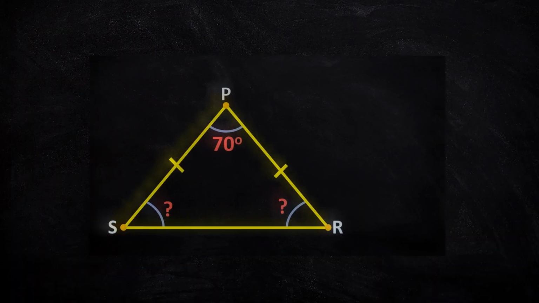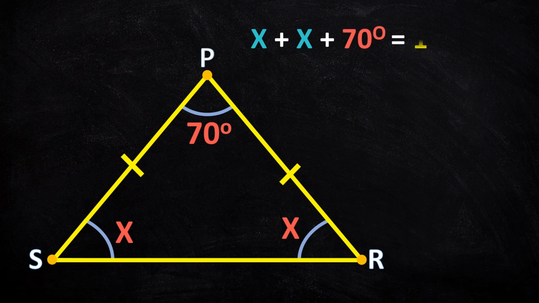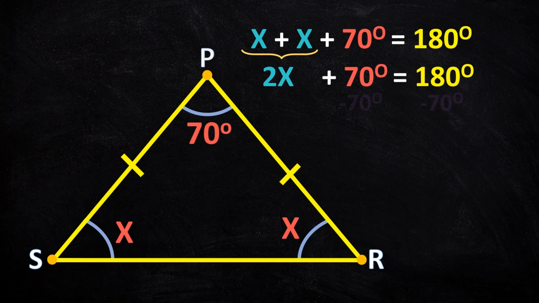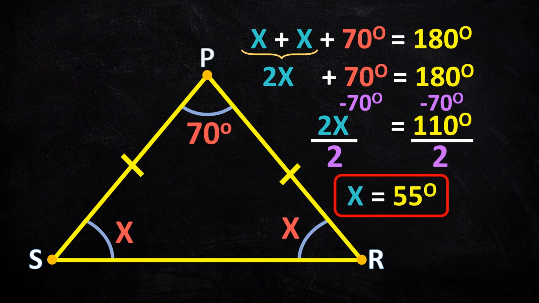Now let's do another isosceles triangle to make sure everything is clear. This time, we know the angle that is different from the other two, and we want to find the identical angles. We simply put x instead of the missing angles, and it's x plus x plus 70 equals 180. x plus x makes 2x. Now let's subtract 70 from both sides. It's 2x equals 110. We divide both sides by 2 and we get x equals 55. The identical angles of this isosceles triangle are 55 degrees.